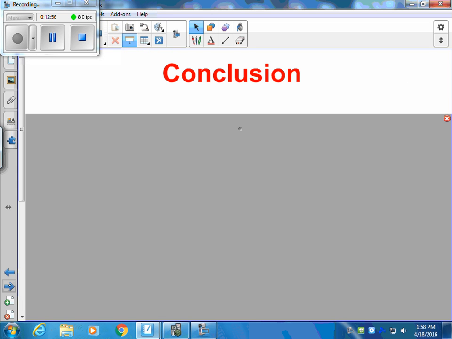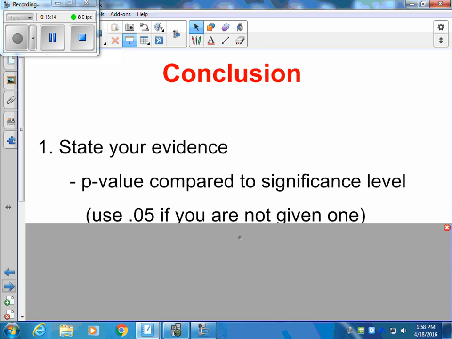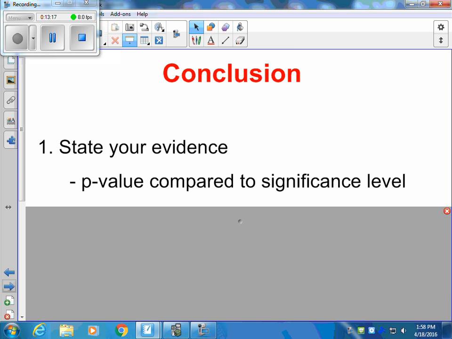Now, the last thing that you need for any test: you've got your null and alternative, type of test, and assumptions, that's the first half. The second half of the problem is your calculations. Show your work, even if the calculator is doing it for you. You have to show you used the formula. And then what we have to do is write our conclusion.